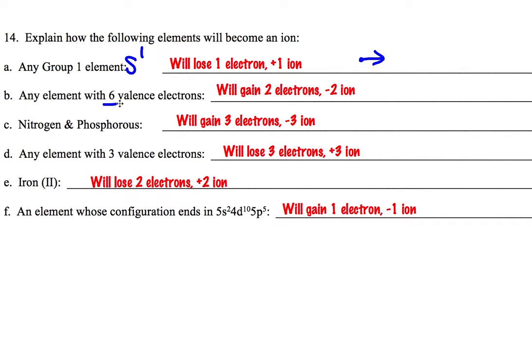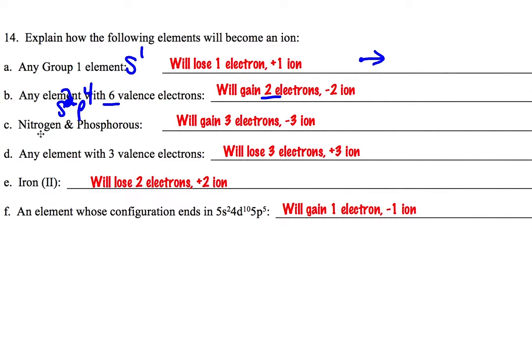If you have 6 valence electrons, you end in s2p4. That's 6 total valence electrons. So what do you want to do? You want to get that p4 up to p6, so you have to gain 2 more, and if you gain 2, you have 2 more negatives.